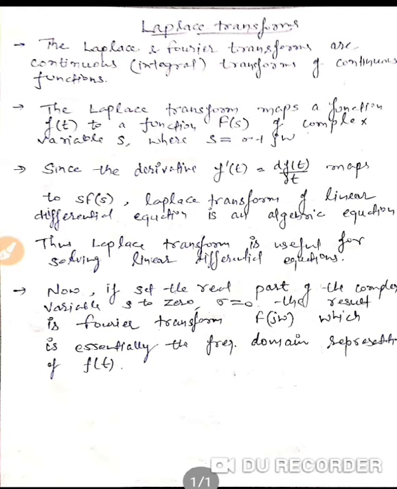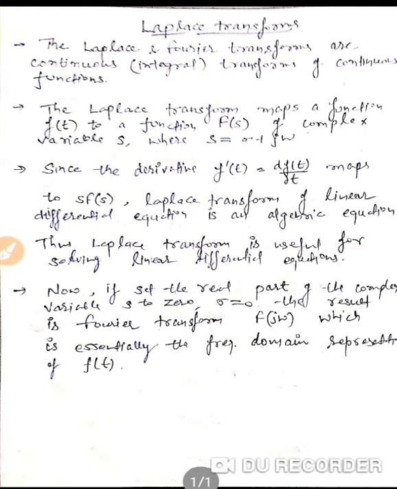So in unit 2 we have already learned about Fourier transforms. So Fourier transforms were basically the continuous integral transforms of continuous functions. Similarly, Laplace transform is also a continuous integral transform of continuous functions. So what is the difference between Laplace transform and Fourier transform?